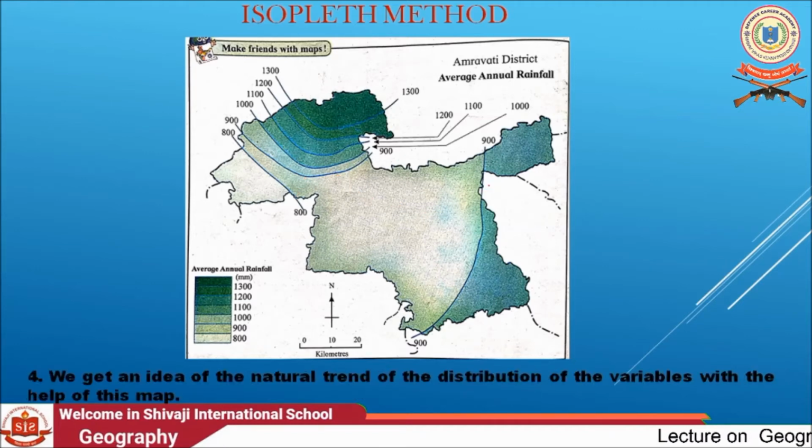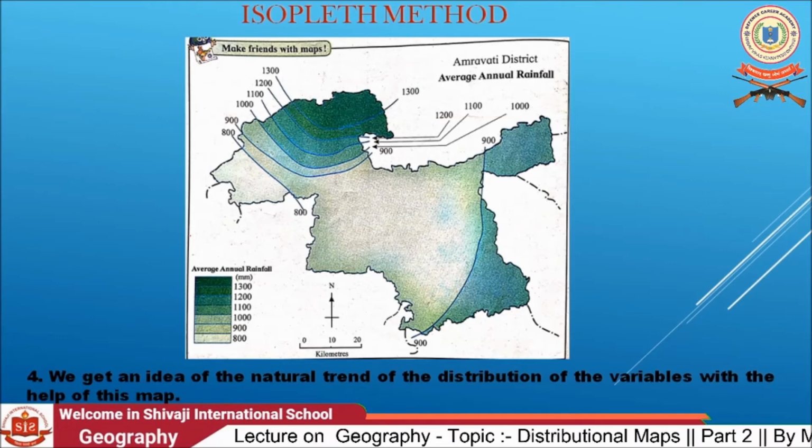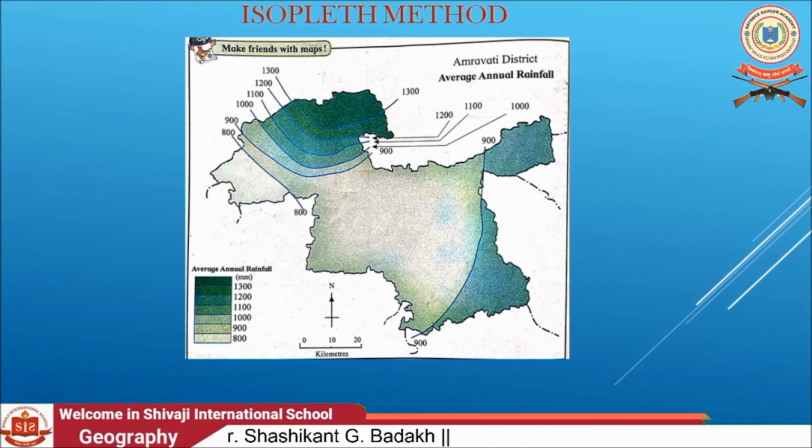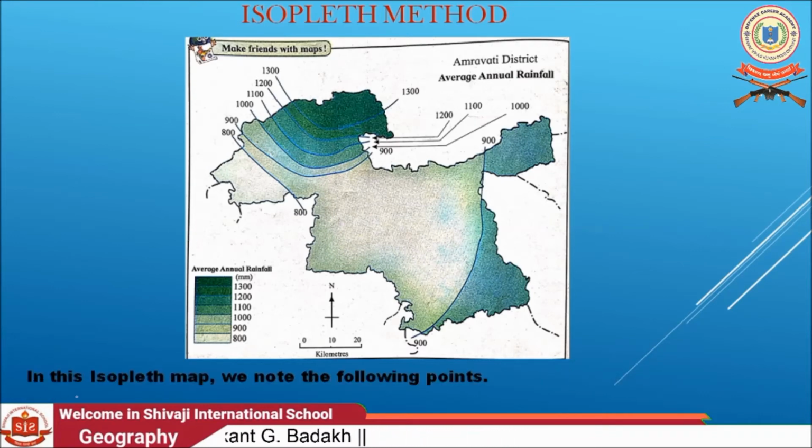Then the fourth one: we get an idea of the natural trend of the distribution of the variable with the help of this map. With the help of an isopleth map, we can easily understand the physiography of any region, whether it is a mountainous region, plateau region, or plain region. We easily identify that region with the help of the isopleth method.